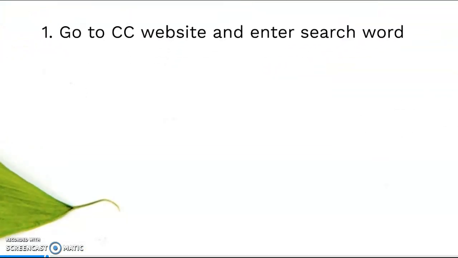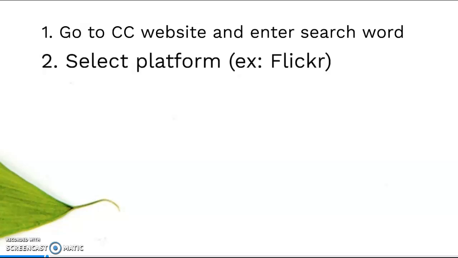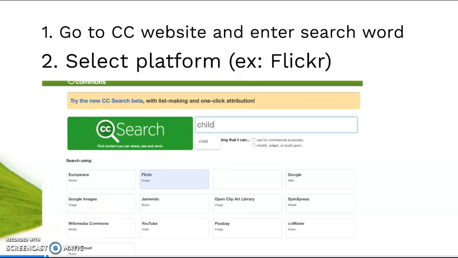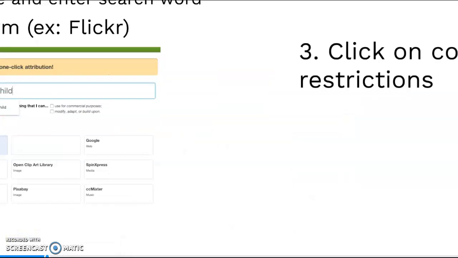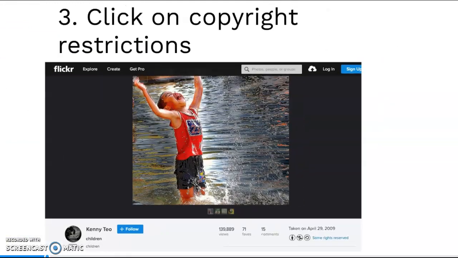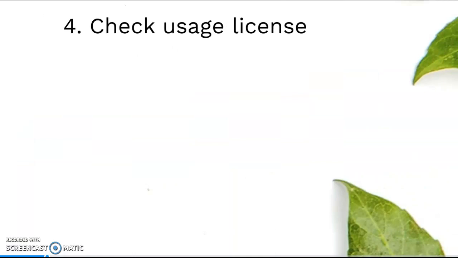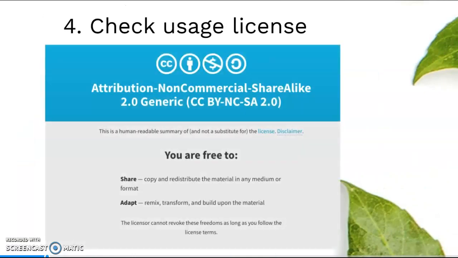So number one, go to the CC website and enter a search word. Select a platform, for example, Flickr. Here you'll see a screenshot of the Flickr homepage. Number three is click on copyright restrictions. Number four is check the usage license.